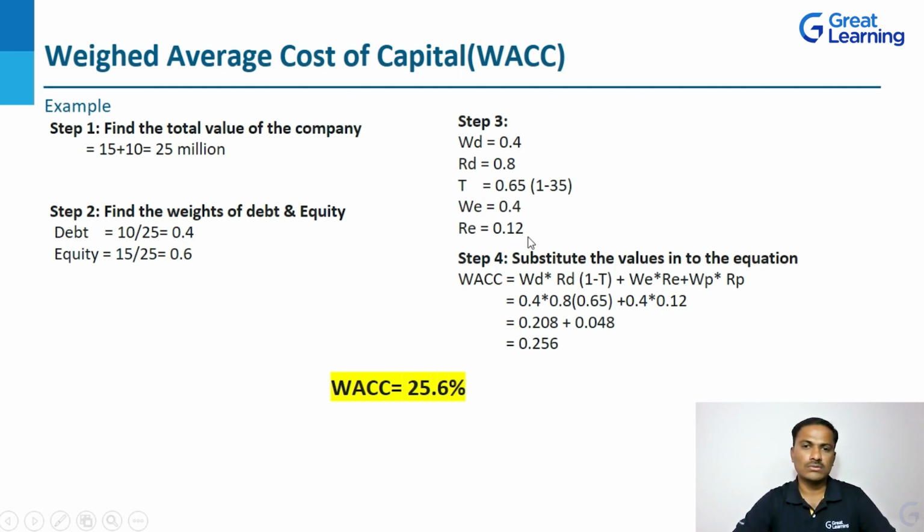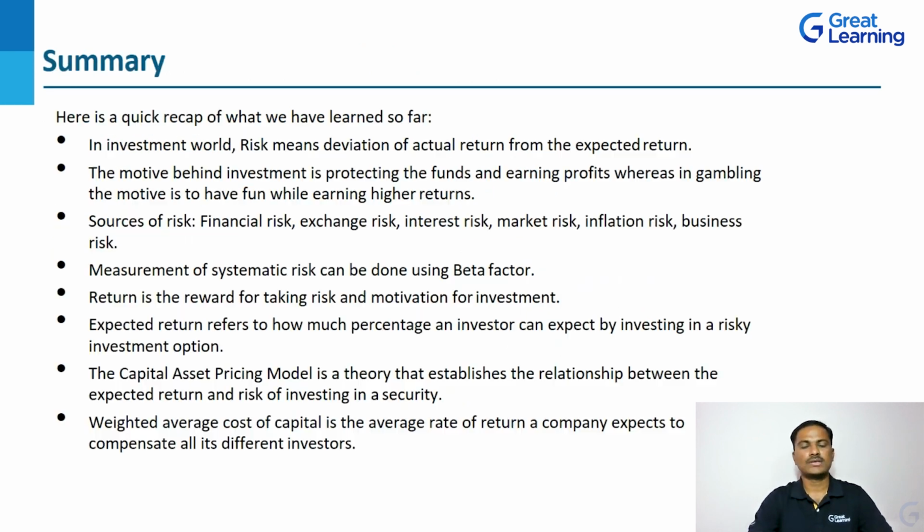Now step 4, substitute all the values in the equation. So just plug in all the values and you have this result. So 0.256, that is weighted average cost of capital is 25.6%. So this is the overall cost of capital of the company. So that is the calculation of weighted average cost of capital.